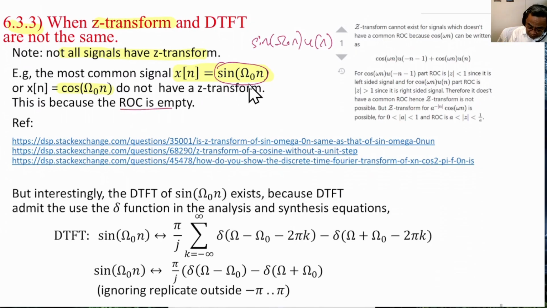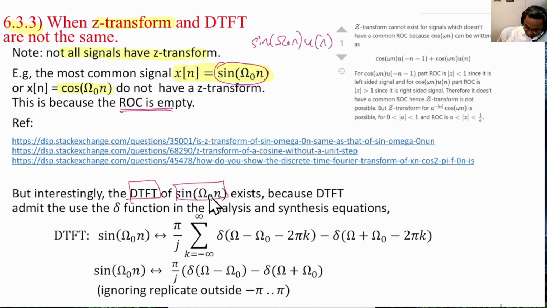And the reason is that when we try to perform the Z transform of this, the ROC is empty. Okay, this explains why over here. And then you must be wondering, if the Z transform of sine omega naught n does not exist, why does the DTFT or DTFS have a Fourier transform of sine omega naught n?